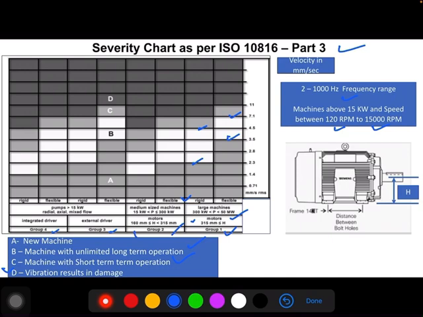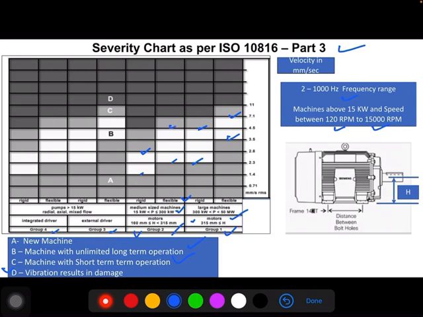If it is rigid, for the new machines 1.4 is the acceptable limit, for the flexible it is 2.3. Similarly, if you run the machine for a longer period of time, then the vibration limit also changes. The limit extends to 2.6 mm per second acceptable. If it is flexible, that is 4.5 mm per second.